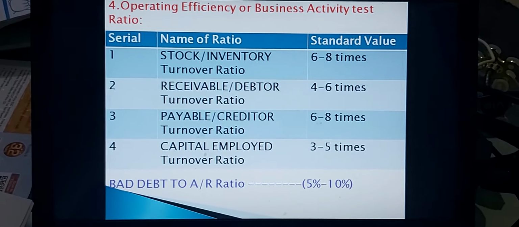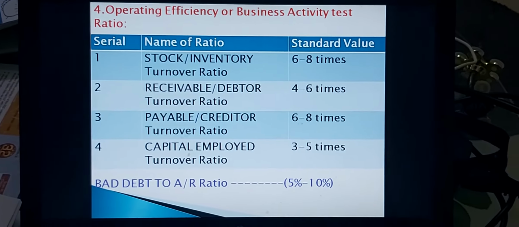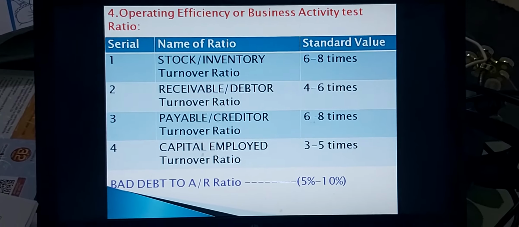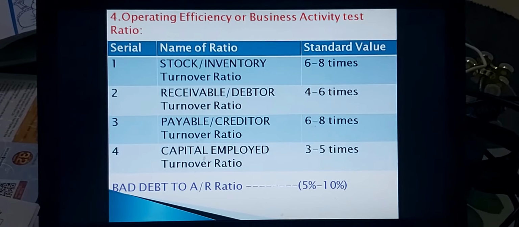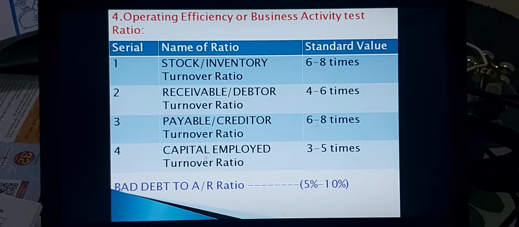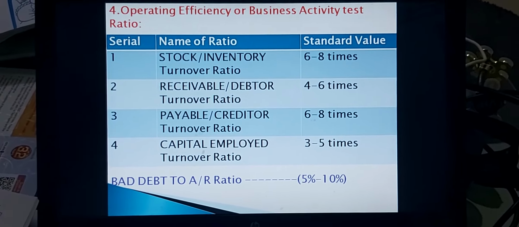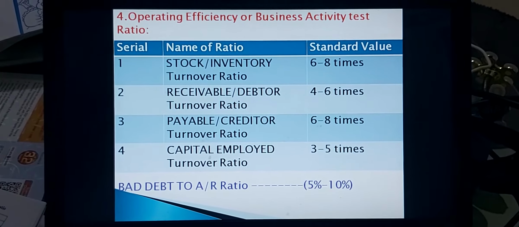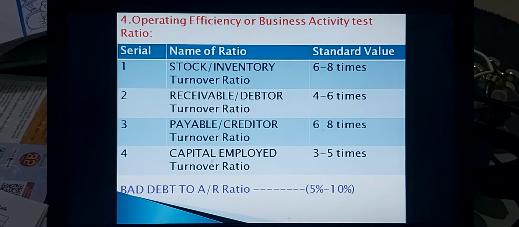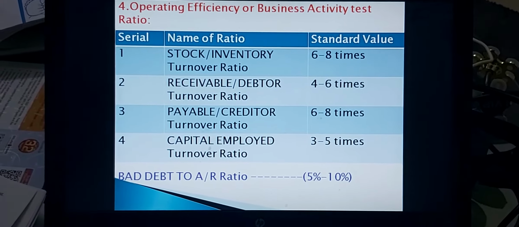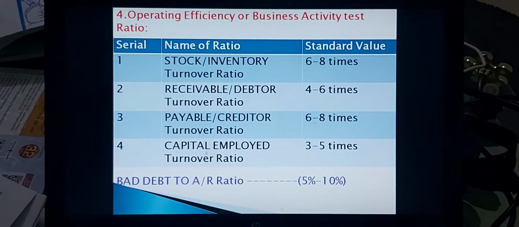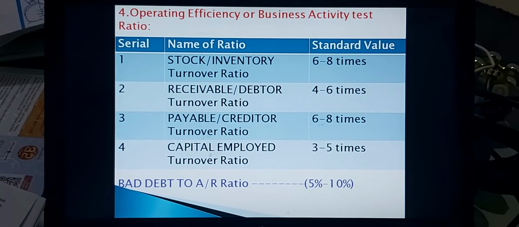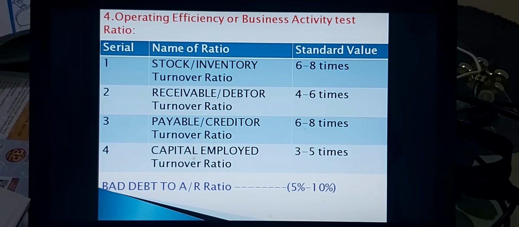Okay, dear students, I have already given the standard value of each ratio. Totally 4 types of ratios are available in business activity. In this content, totally 17 ratios are given, with a standard value given for your betterment for the MCQ test.